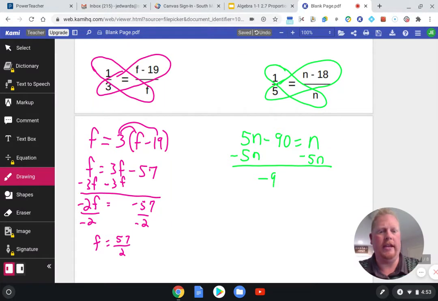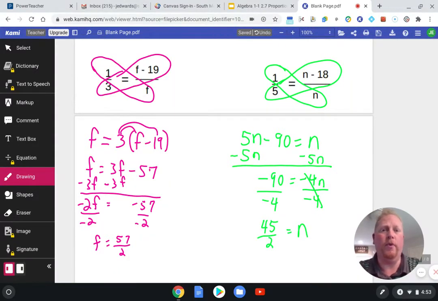So negative 90 equals negative 4n. Let's divide by negative 4. So those negative 4's cancel out. I get n. 90 divided by 4 is what? Positive 22.5. If you put 22.5, I'd be fine with that. Otherwise, I'm cool with positive 45 over 2, because 90 over 4 can reduce by 2. All right?